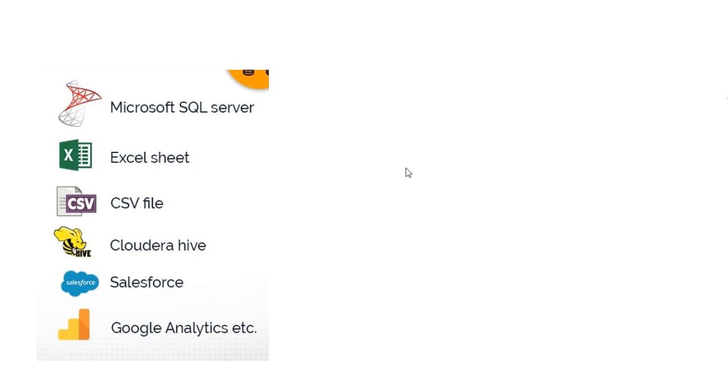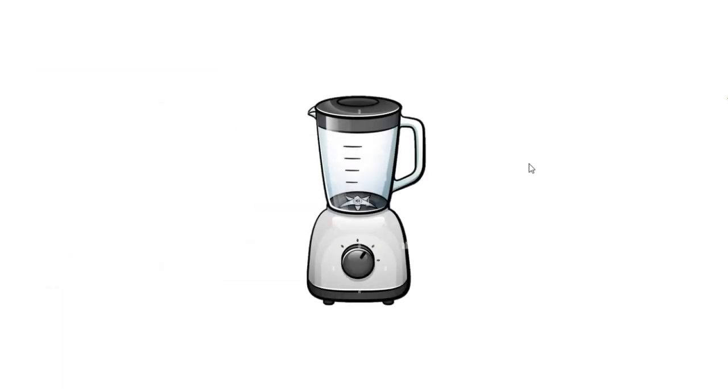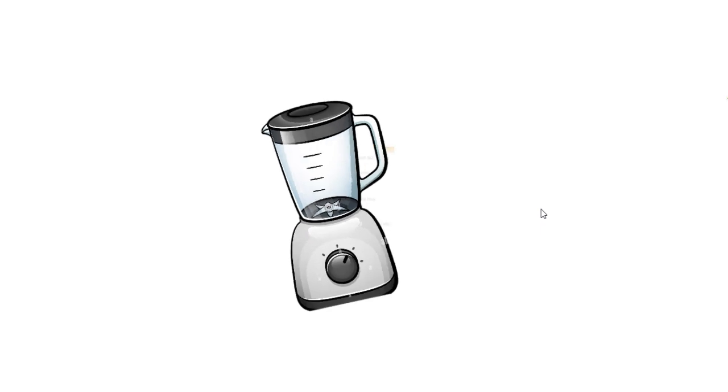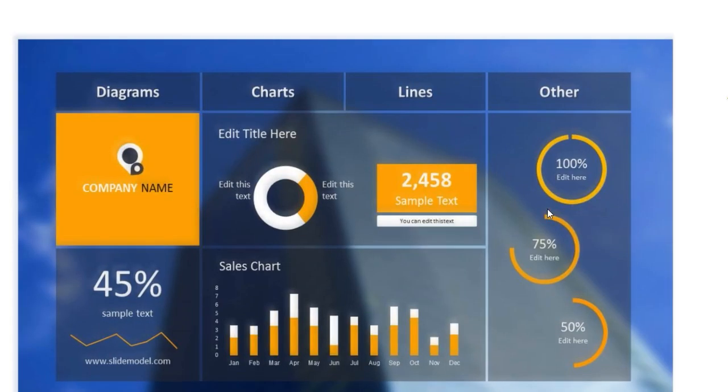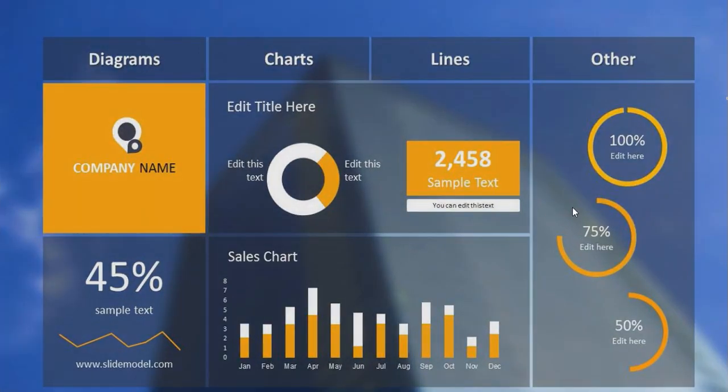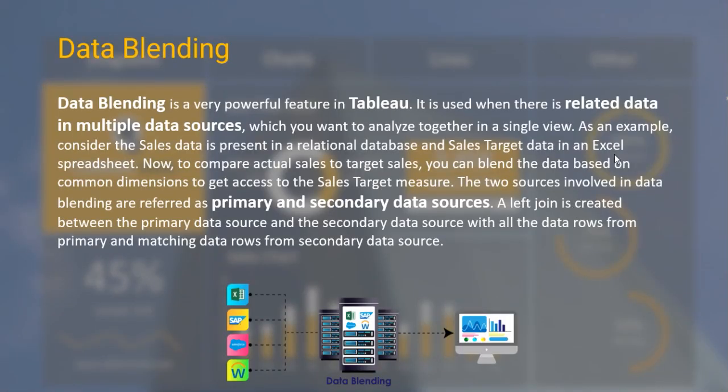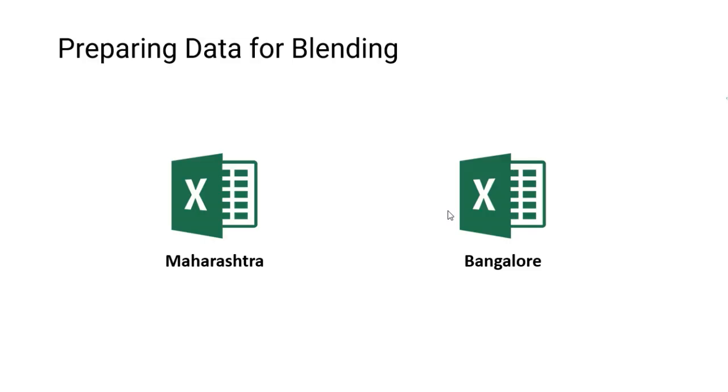To make this process work, we will blend these data sources, and whatever output we are getting, we will use it to create a dashboard like this. So this is the definition of data blending, and it also consists of something called a primary data source and a secondary data source. What these are, we'll see in the next slide.